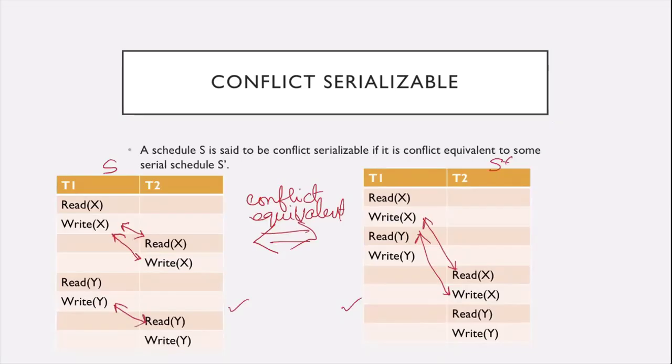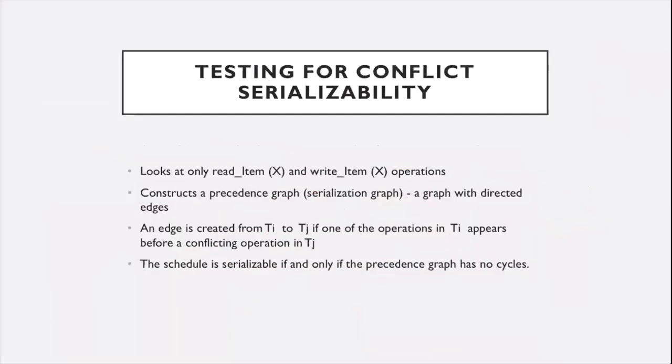So here T1 does write first, then T2 reads, yes. And the same here, write. So these two are conflict equivalent. And because S dash is a serial schedule, the schedule S is said to be conflict serializable. A conflict serializable schedule is one which is conflict equivalent to a serial schedule. So this is the concept of conflict serializability.